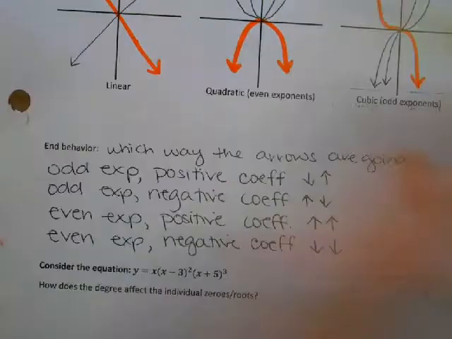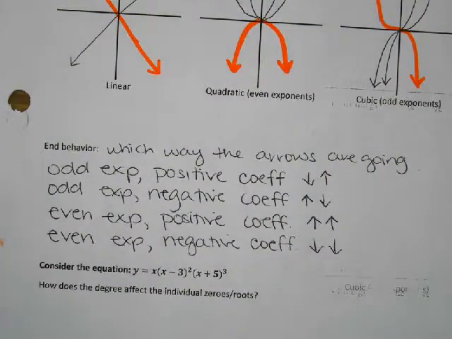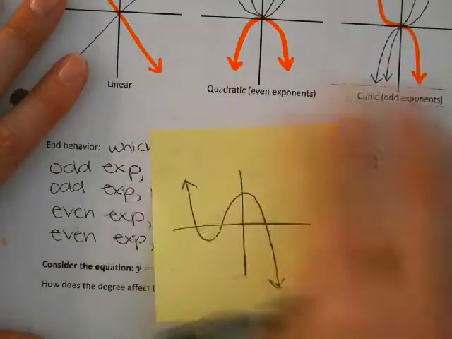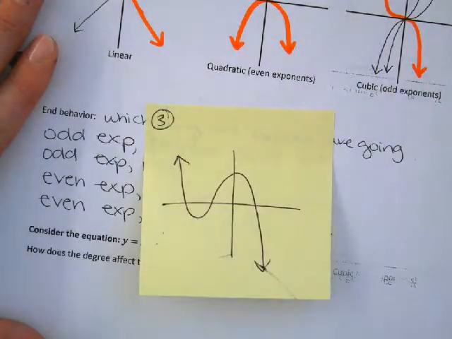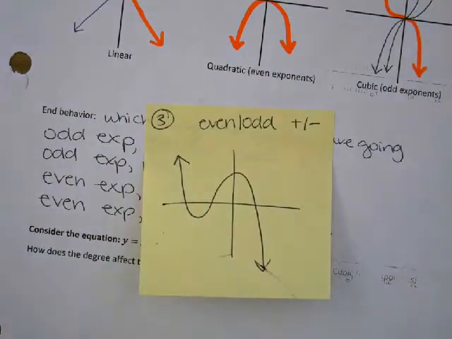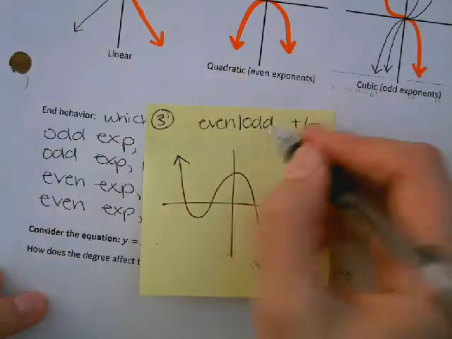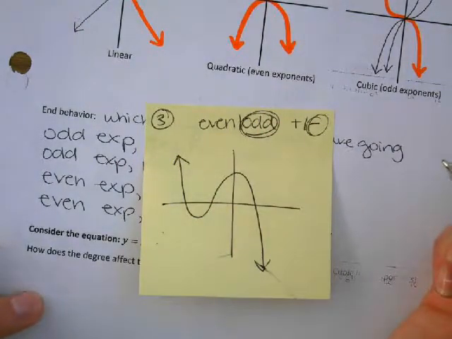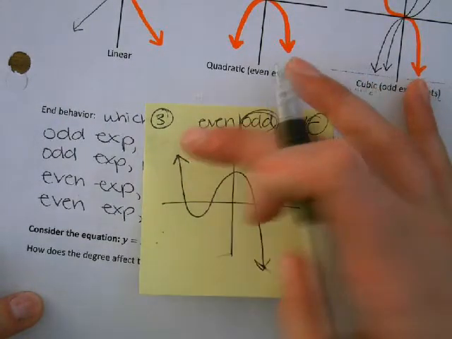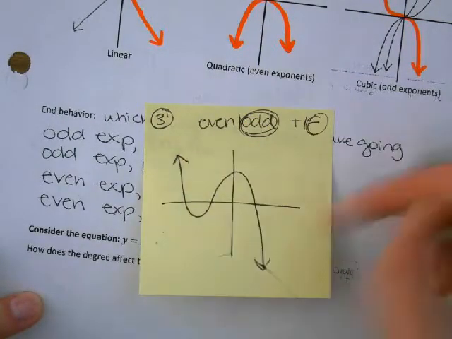Okay, here's the next one. So what's our conclusion on this one? Odd negative. Is it odd negative? Yes. How do we know? Because the arrows are going opposite ways. They go up first, then down. All right.